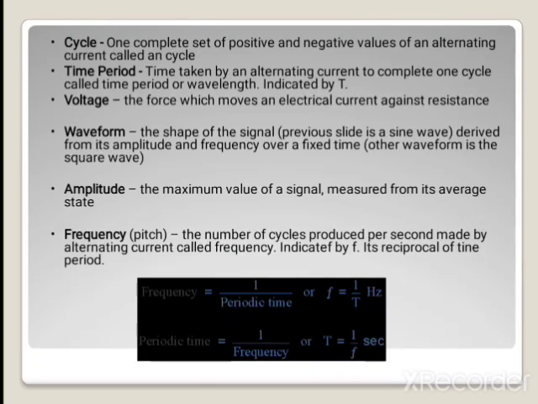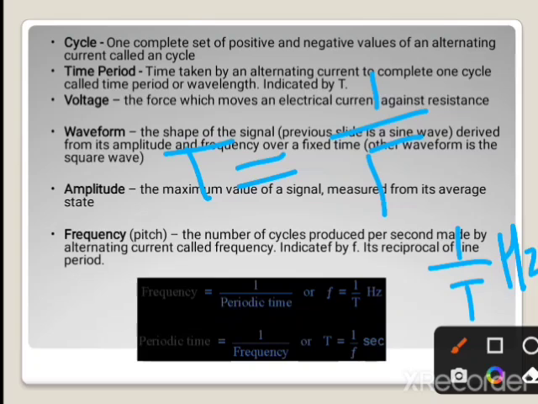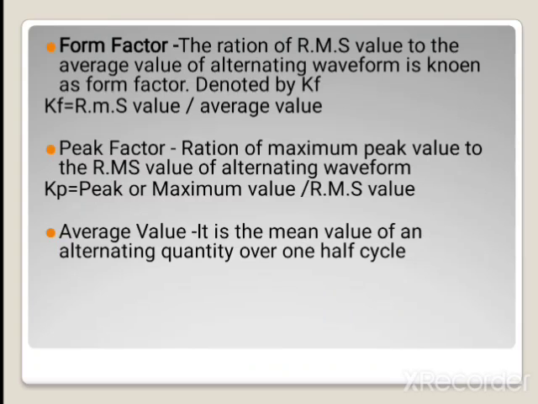So how do we calculate the frequency? That is 1 upon time. So frequency means what? 1 upon time, or 1 upon t, and the unit of frequency is hertz. Now one thing is important, that time is the reciprocal of frequency. Means what? If they ask for time, then you can write 1 upon f. Or if they ask for frequency, then you can write 1 upon t. So time and frequency are reciprocal to each other. So the unit of frequency is hertz and the unit of periodic time is second.